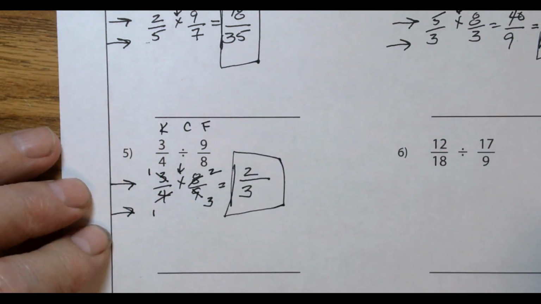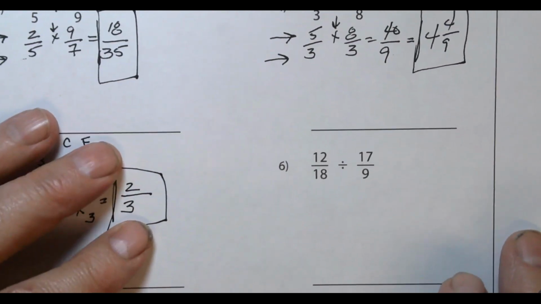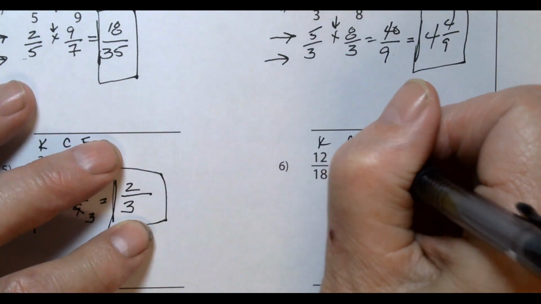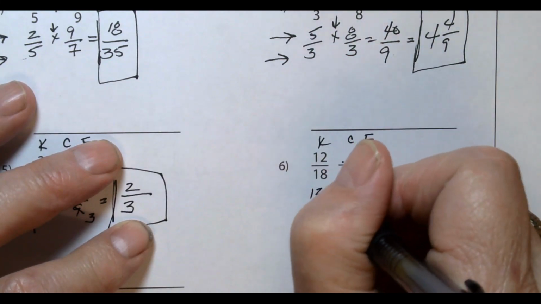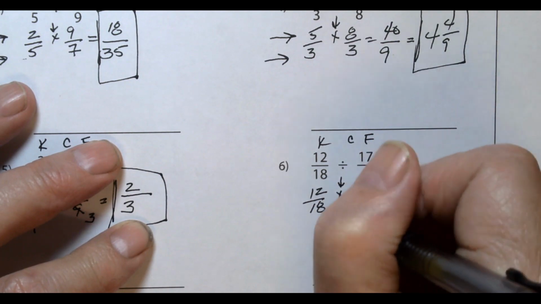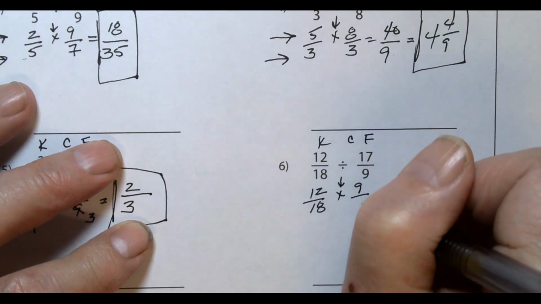Okay. Number 6, I have 12/18 divided by 7/9. Keep, change, flip. I'm going to rewrite. So I'm going to keep this, 12/18. I'm going to change this to multiplication. I'm going to flip and put my 9 on top, my 17 on the bottom.